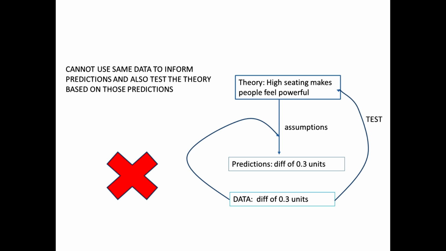Now the problem with this is this is double counting. You've used the same data twice. You used it as an assumption in making a prediction, and then you've used that prediction to test the very same data. So that's why that's wrong. The mathematics doesn't work when you use it twice. So you can't use the very mean difference you got to predict that mean difference. Okay, so just bear that in mind.